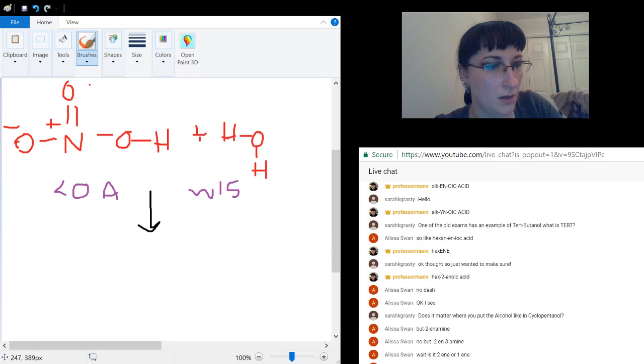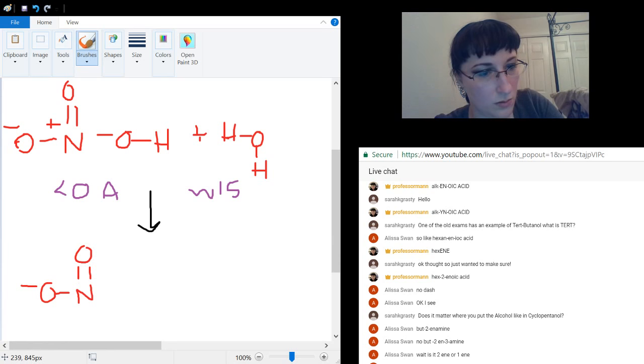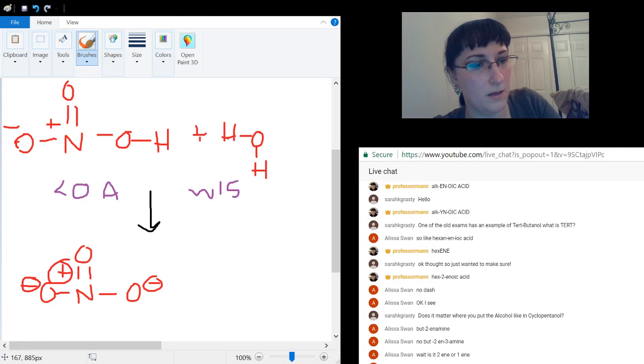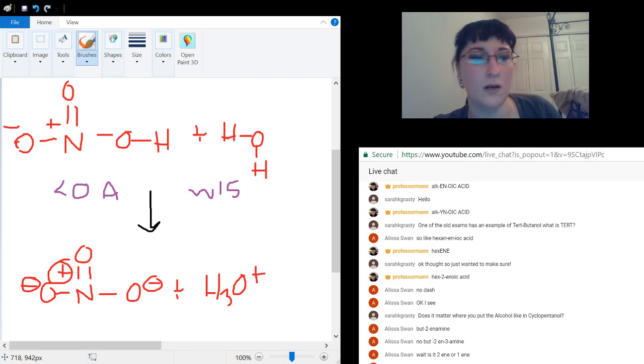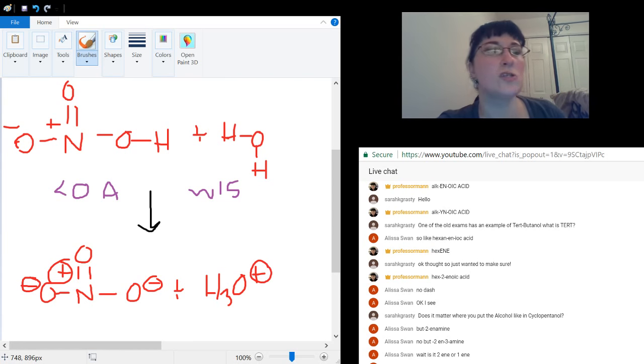And I'm just going to show nitric acid in its conjugate base form, nitrate, plus H3O plus. Okay, conservation of charge. We added a negative, have to add a positive, right? So how does this mechanism happen?